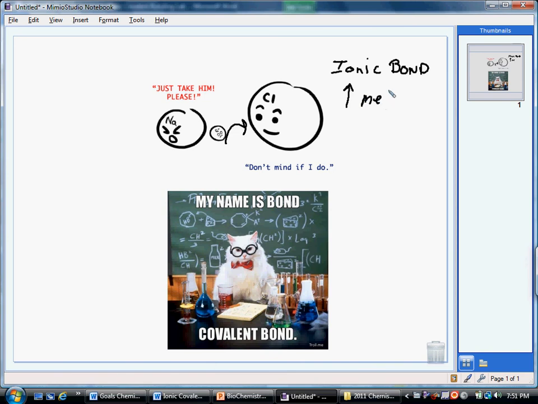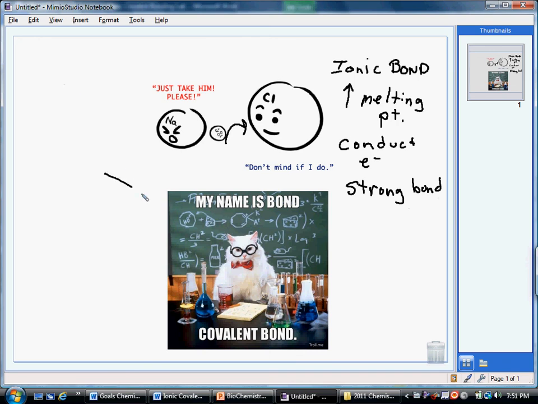Okay, and so this is one of the things that we know is true for ionic bonds. They have a high melting point. We also know that they conduct electricity very, very well. And the third thing is these are very strong bonds. They're very difficult to break.